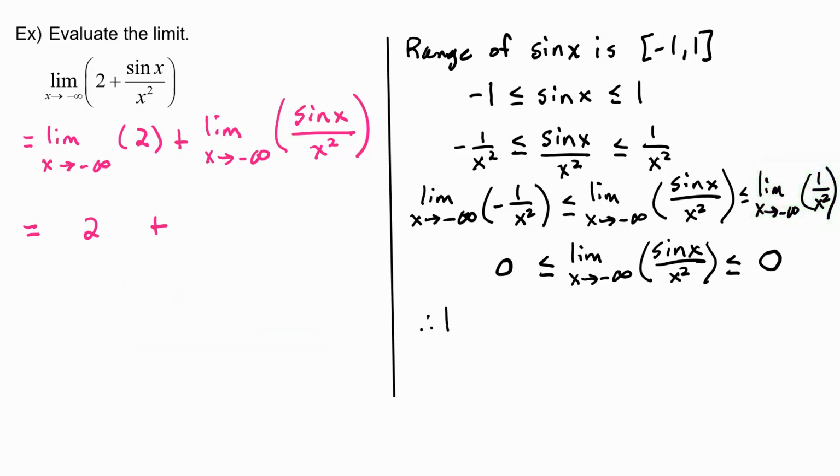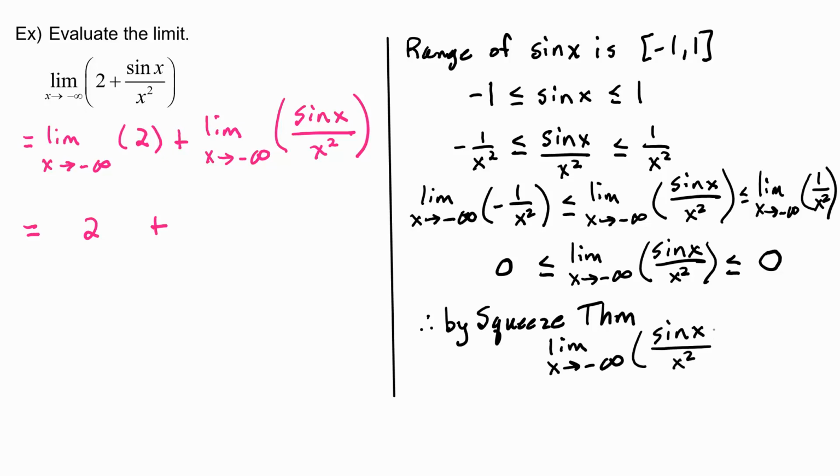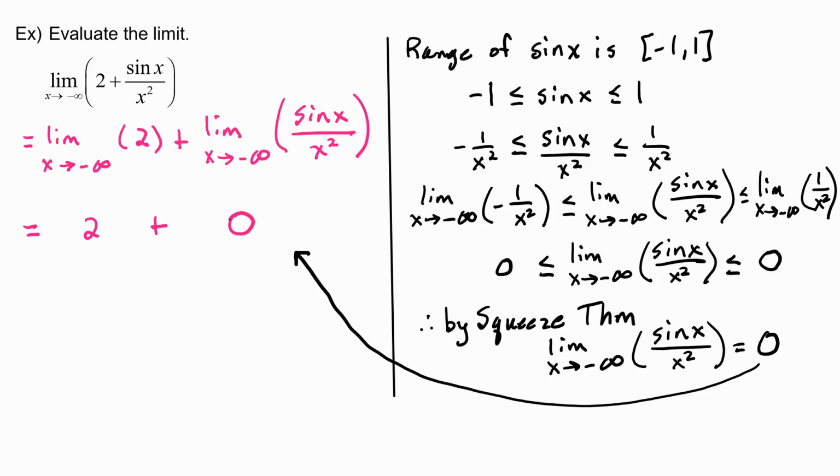So therefore, by the squeeze theorem, we know that the limit as x goes to negative infinity of sine of x over x squared will have to be 0. And we can take that and fill it in over here. And now that means this original limit works out to be 2.